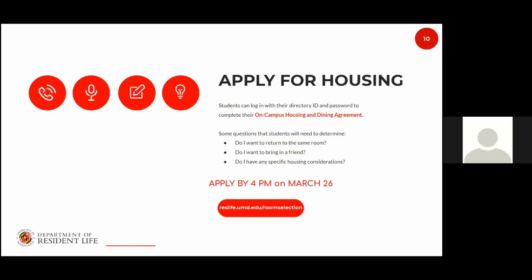And again, the deadline is 4 p.m. on March 26th. More information about room selection can be found on our website, reslife.umd.edu/roomselection, all one word.